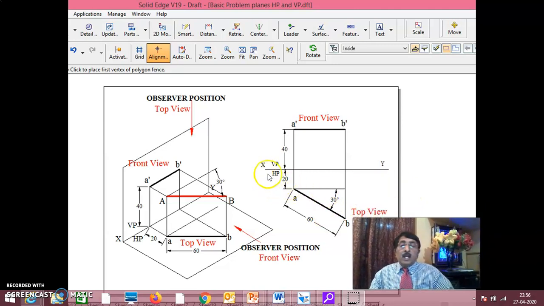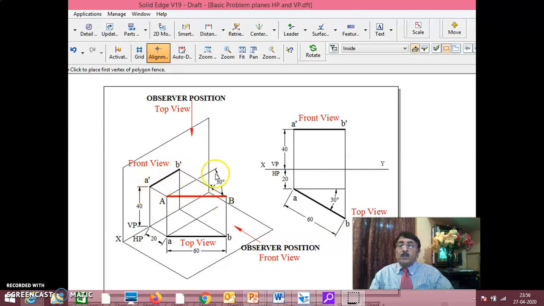Now you see here, XY, VP, HP. You can't start from the front view because the front view distance I don't know. Front view distance depends on the inclination to VP. Correct, no? Inclination to VP. The more the inclination to VP, the lesser will be that distance.